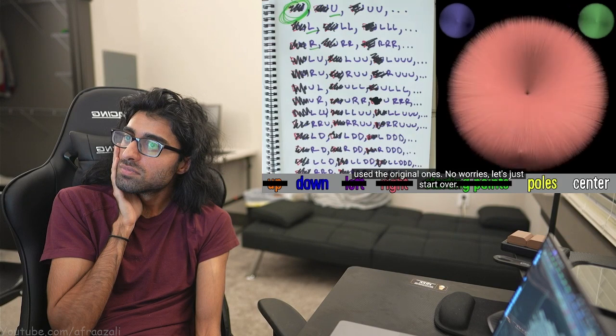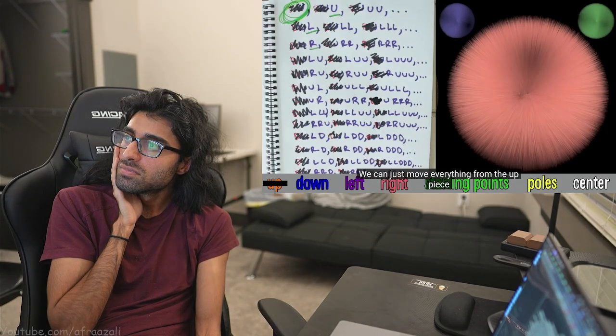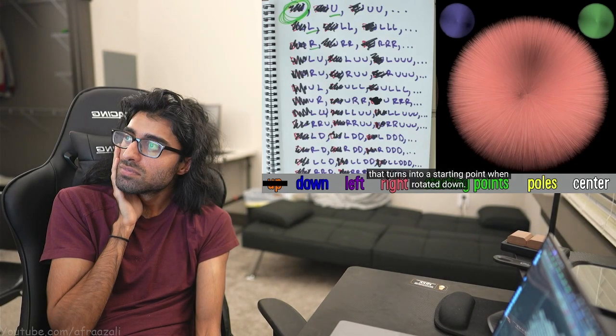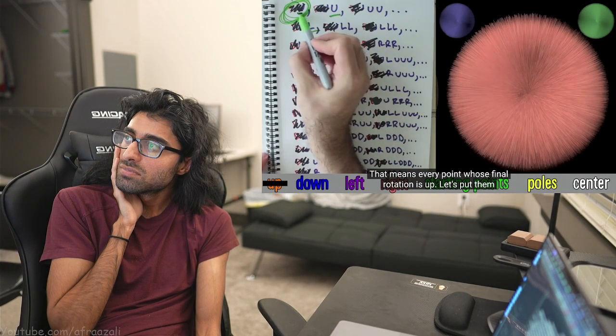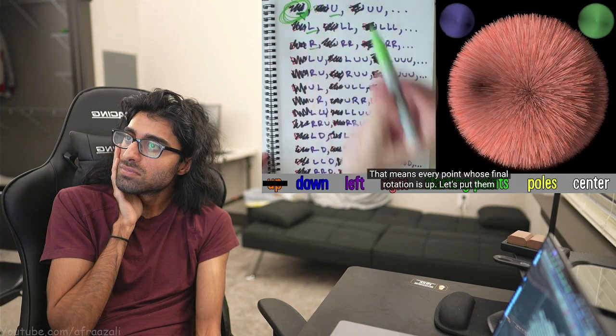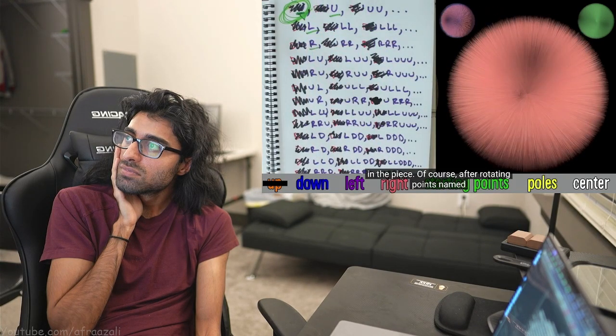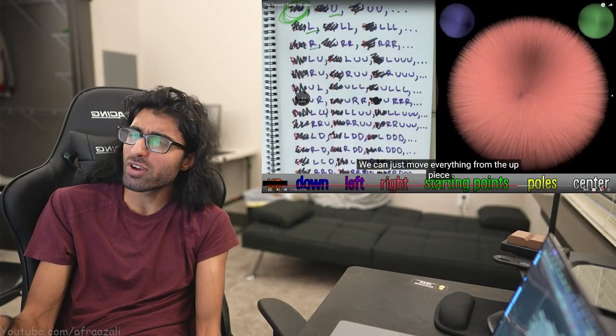No worries, let's just start over. We can just move everything from the up piece that turns into a starting point when rotated down. That means every point whose final rotation is up. Let's put them in the down piece. Whoa, what the fuck is going on?